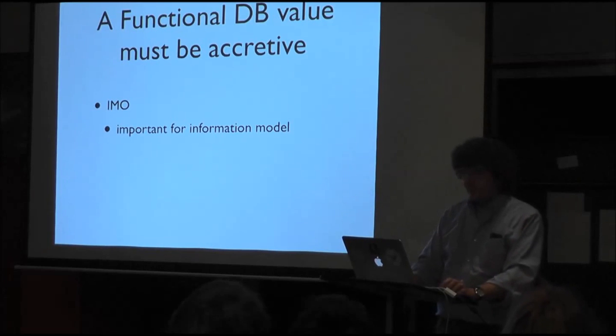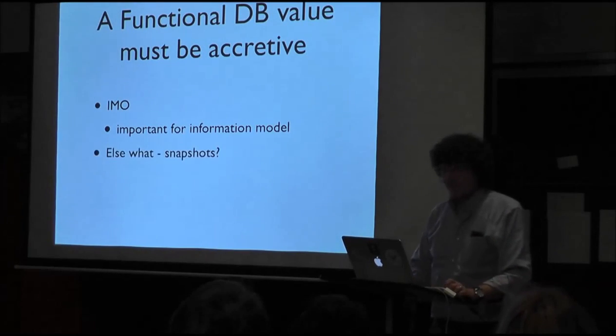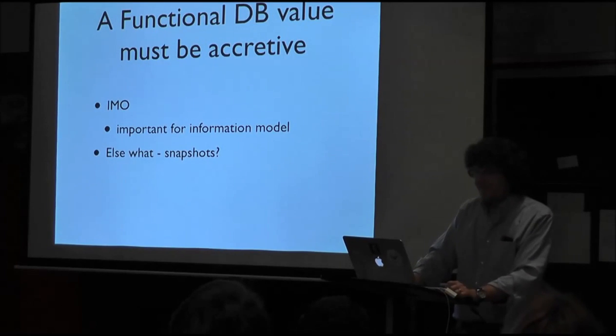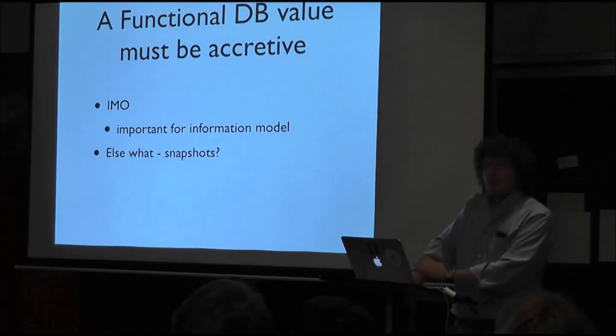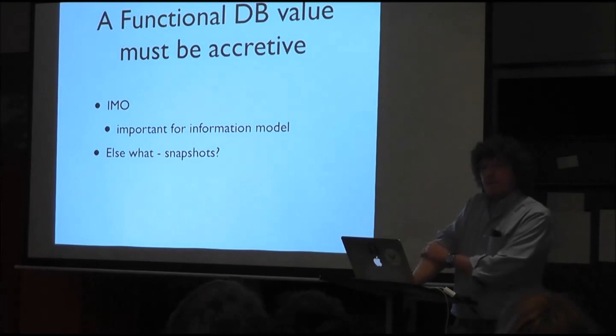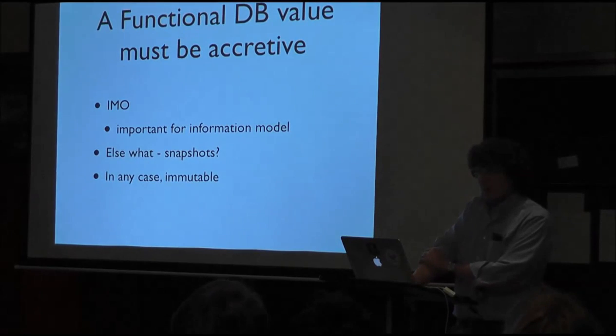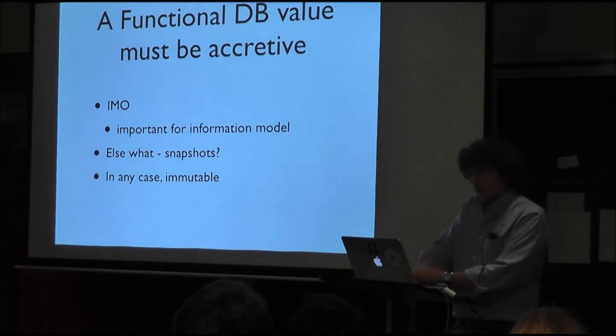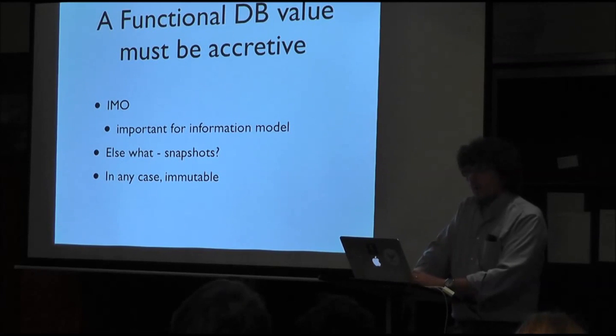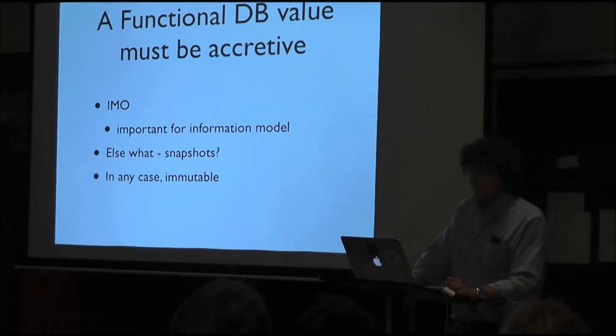And there's probably some nasty physics philosophy behind that. Because otherwise, what are you going to do, right? There's not really an effective way to do a functional database with snapshots. Far too expensive. But however you choose to do it, and Datomic chooses to be accretive, you have to have immutability. Otherwise, you're not doing values.